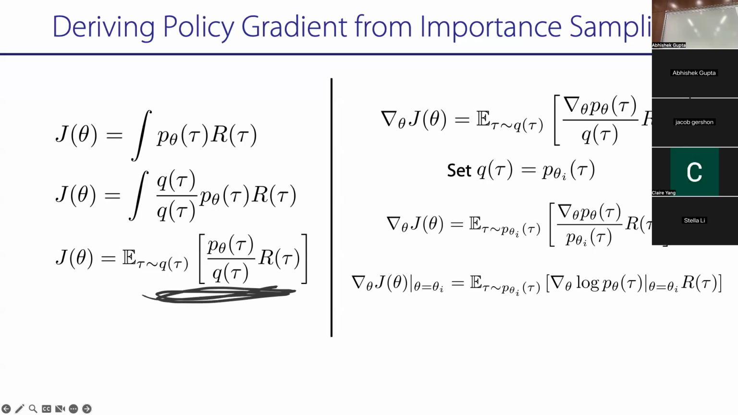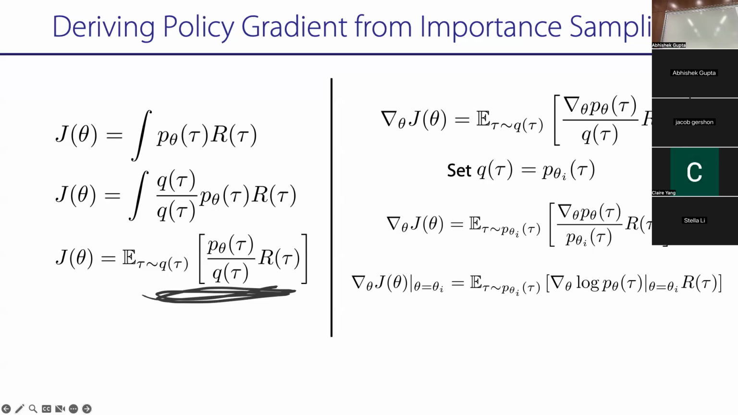I'm saying that when I set q equal to p theta I, and I evaluate my gradient at the current theta I, then you get exactly the same thing as policy gradient. So this importance sampled objective, when you evaluate it at the current time step, setting q to the current data, gives you the same thing as policy gradient. Now you can do more with it, but you can at least derive policy gradient.